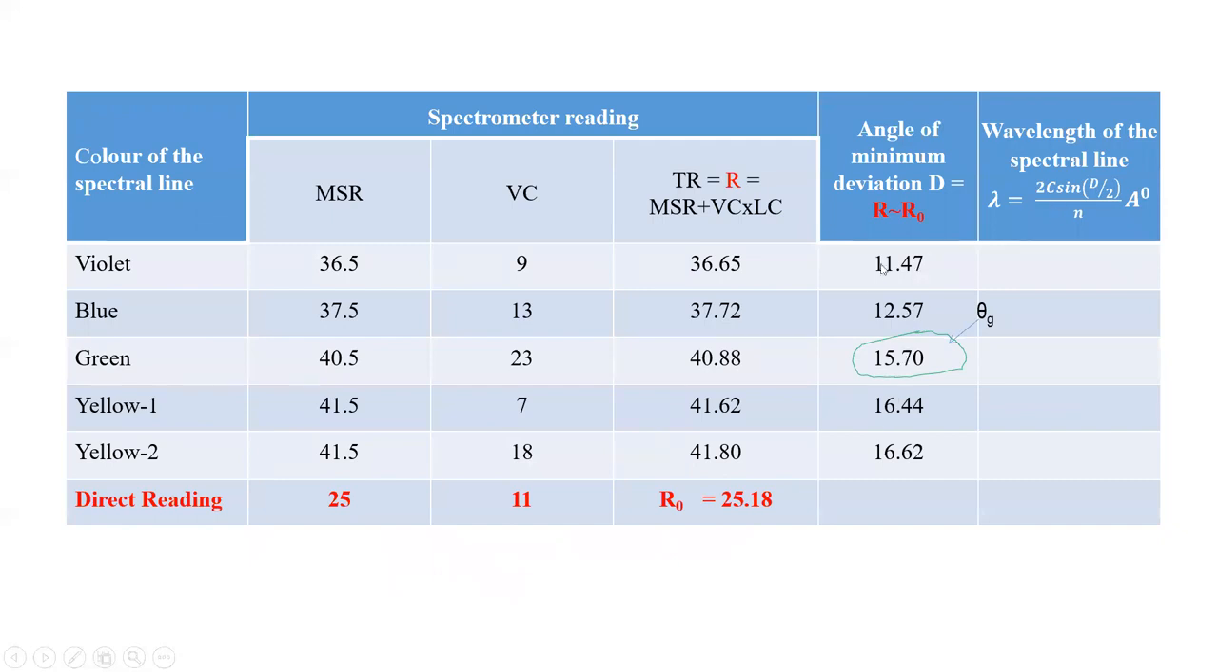Substitute this value of c here and the D values from this column, and we can get the wavelength of the spectral lines of different colors. Violet is this much, blue is this much, and green is this much. Like this.